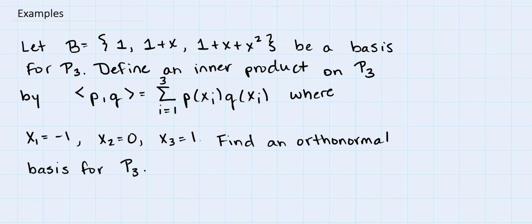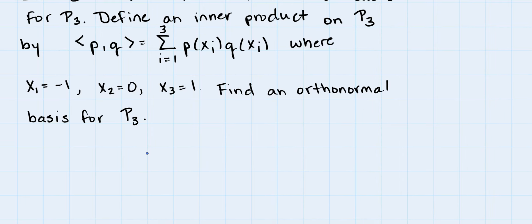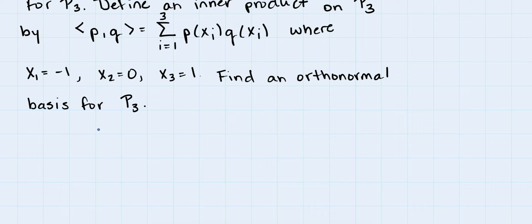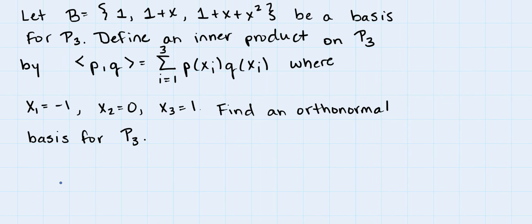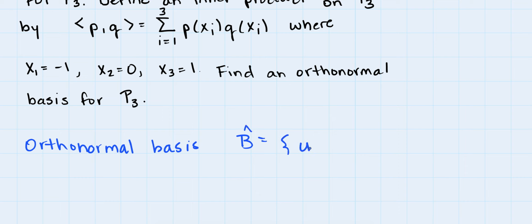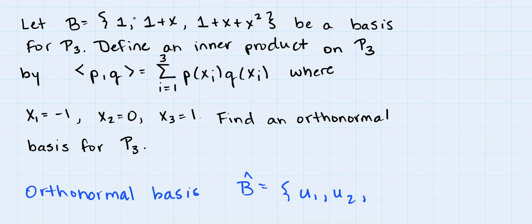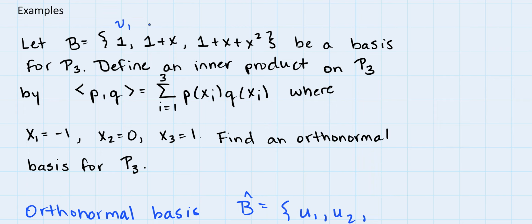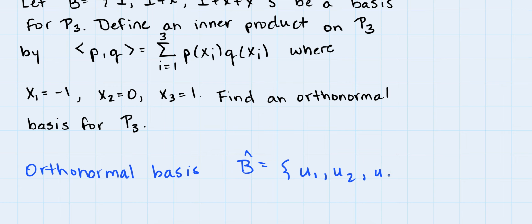Okay, so let's recall what we need to do to find an orthonormal basis. And I will come back up to this problem in just a second. So I just want to write out the formulas. Remember that an orthonormal basis, which I'm calling B hat, is a set of vectors u1, u2 to un, but in this case, this is a three-dimensional space. We have three vectors here that we can label v1, v2, and v3. So we're going to need three orthonormal vectors.